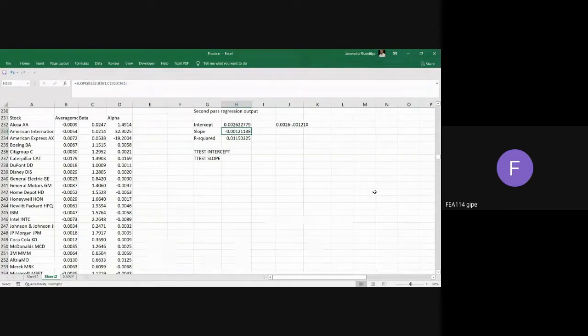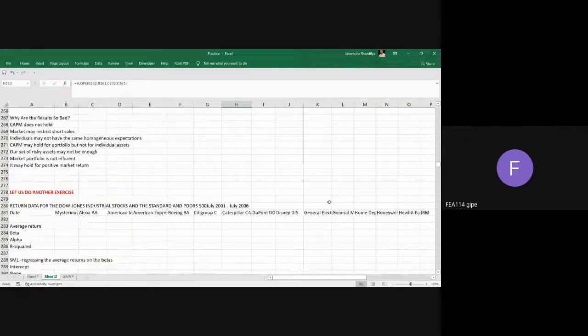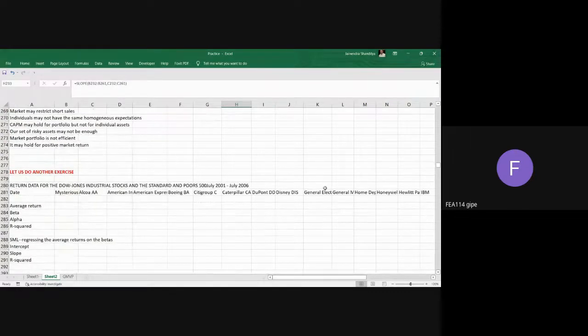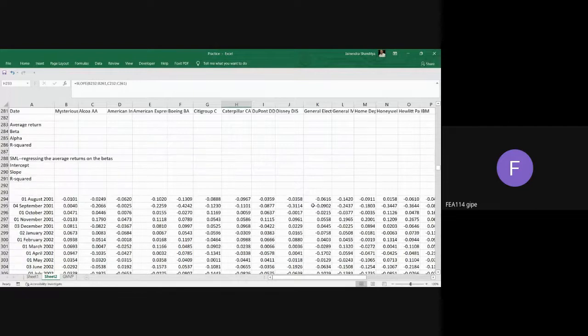Just because we are using the wrong set of data, but it may not be the case if we use a better set of data. So this is how we use it. But just to drive home the point, we are going to pick the right set of data and do this exercise again to show you how the SML can be explained if your benchmark is the right benchmark and the returns are right.